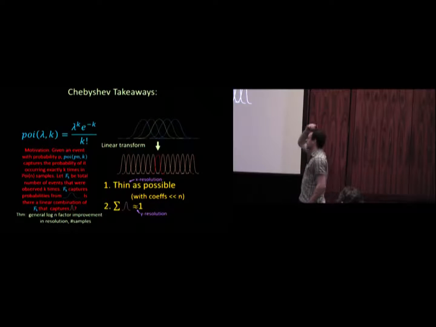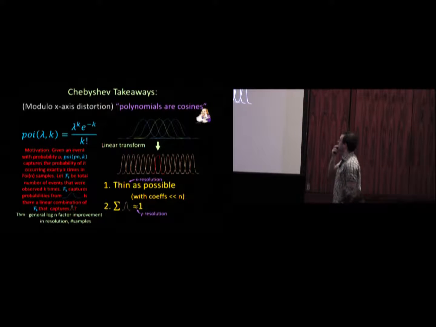Okay, so to summarize what we've seen here. Again, this is all review. The claim is that we get a log n factor improvement in resolution, that we can get these bumps that are log n factor smaller than these with coefficients that are something less than n. And again, this is the takeaway message: that polynomials are cosines, at least in this setting.